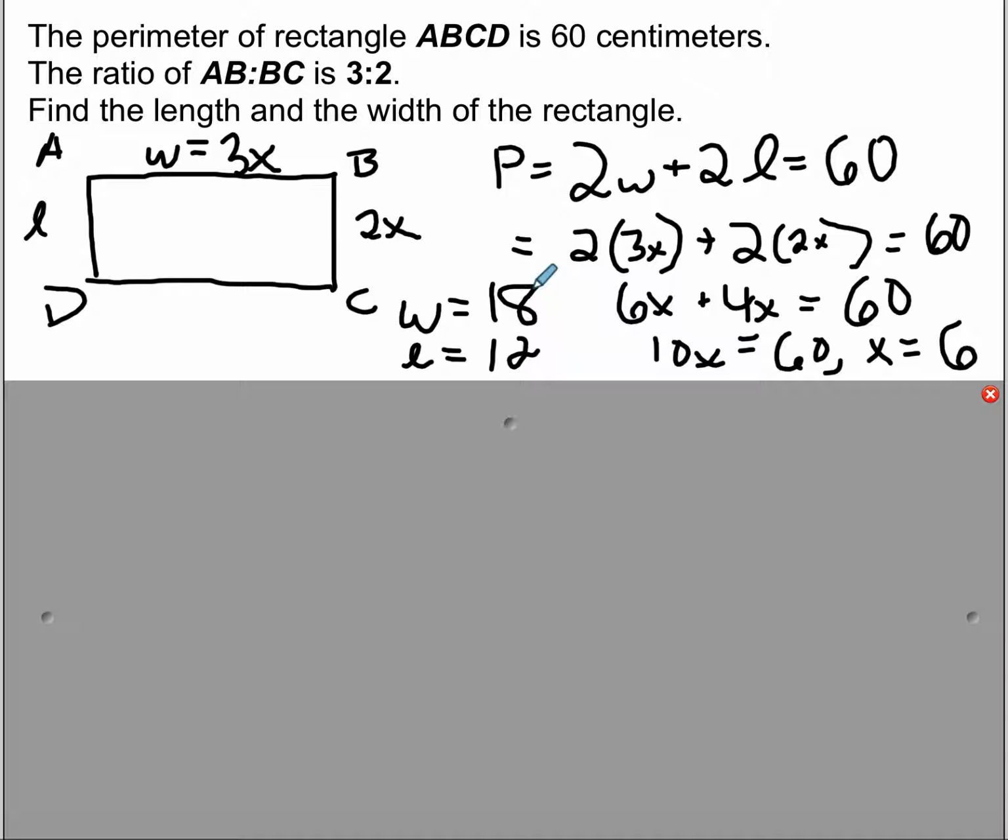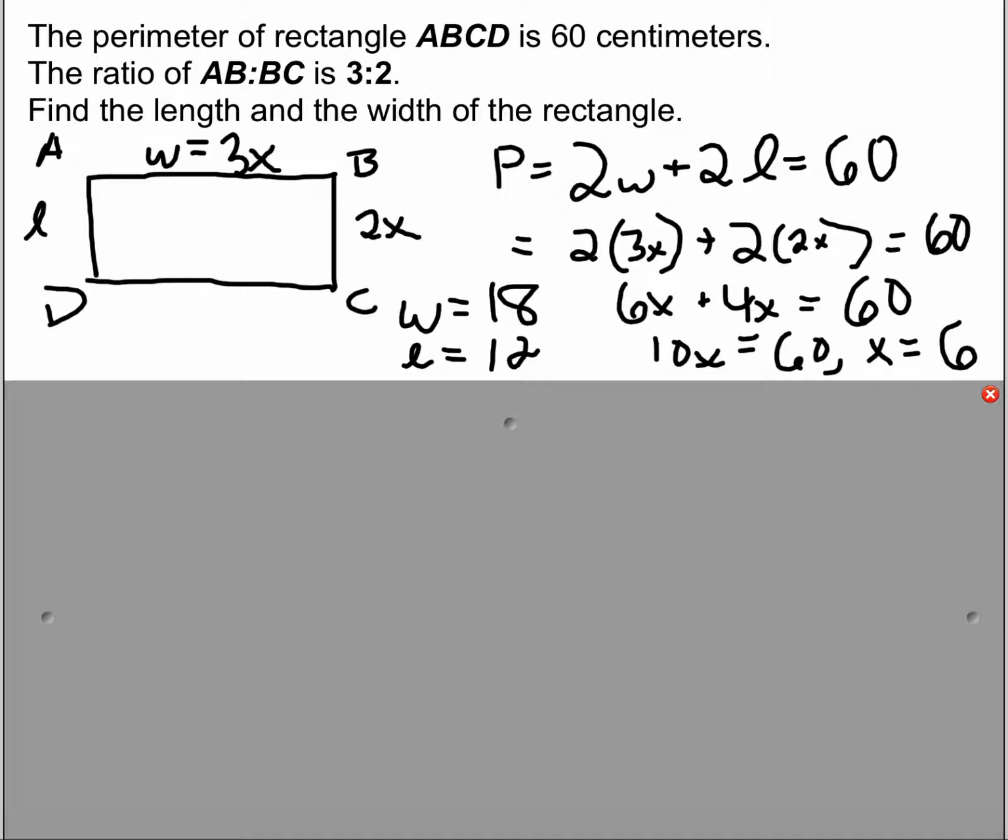Now, here's what's important to this. 18 and 12 have a ratio of 3 to 2. If I were to put them in a ratio and simplify them, that would be a ratio of 3 to 2. And when I plug them into the formula, they add to 60, so it meets both of our requirements.